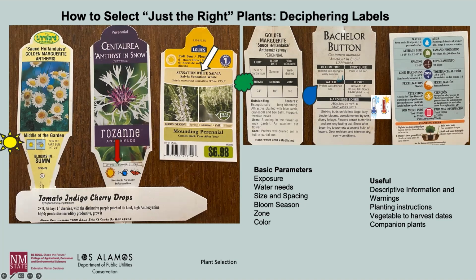Oh, and also it might tell you, or you might have to research it, if this thing is particularly attractive to deer or if it's somewhat deer resistant. There's no such thing as a deer-proof plant.